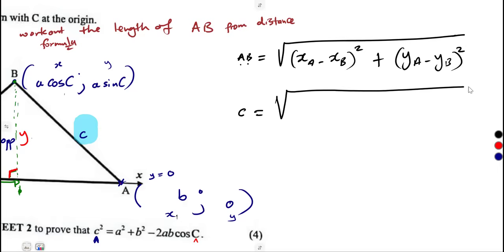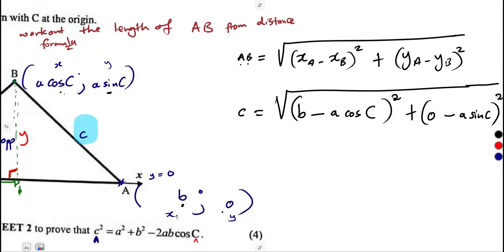the square root of the x value at A, which is B, minus the x value at B, which is A cos of C, but it must be squared. Plus the y value at A, which is 0 there, minus the y value at B, which is A sine of C, that's being squared, just like that. So we can simplify this part.